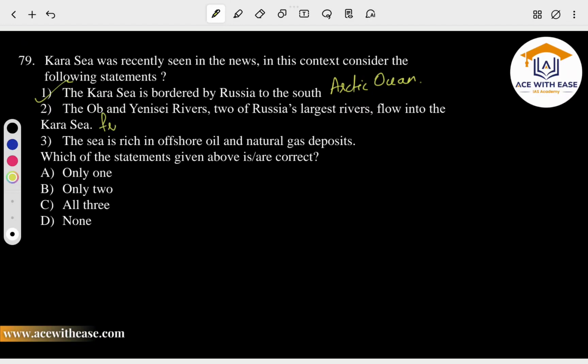This is why we find a large amount of fresh water. Both are freshwater rivers, bringing a large amount of fresh water towards the Kara Sea. Then third statement, the sea is rich in offshore oil and natural gas. Yes, this is also very important, where natural gas and oil reserves are very high. That's why it has been in the news recently, and energy exploration has been going on. So all three statements regarding the Kara Sea near the Russia region in the Arctic Ocean are correct.